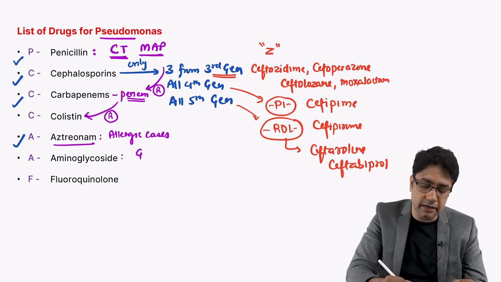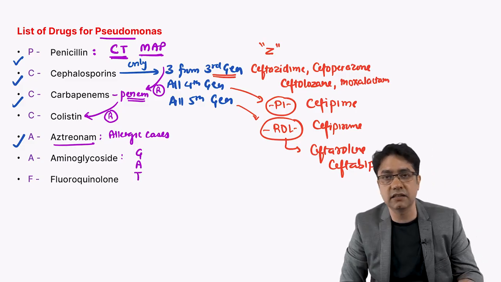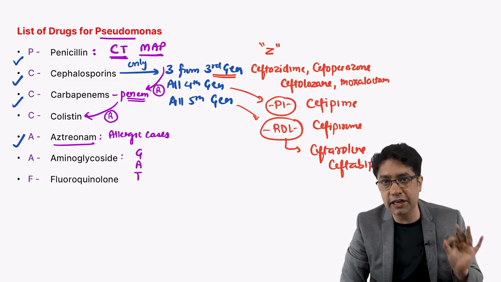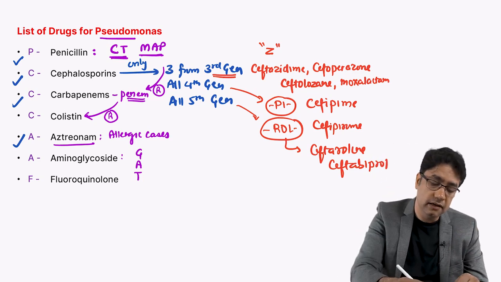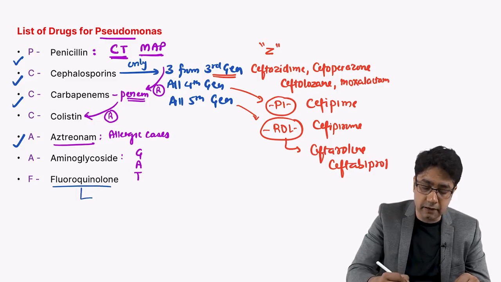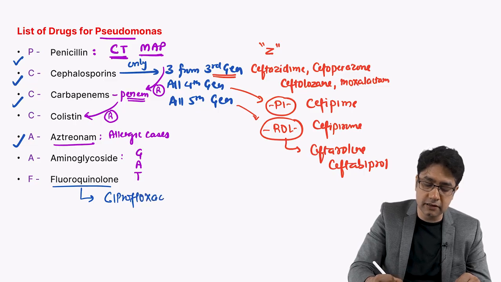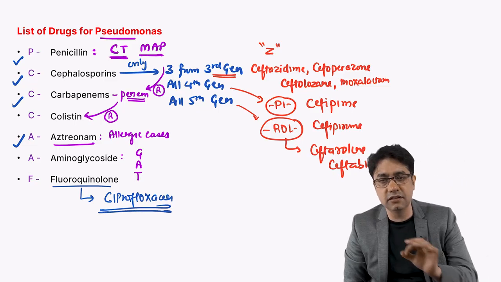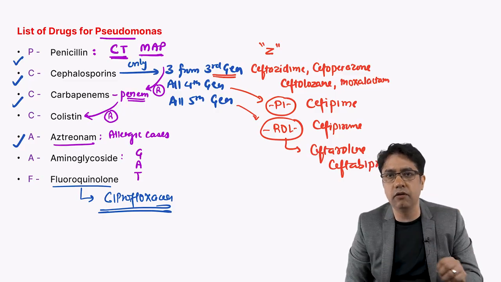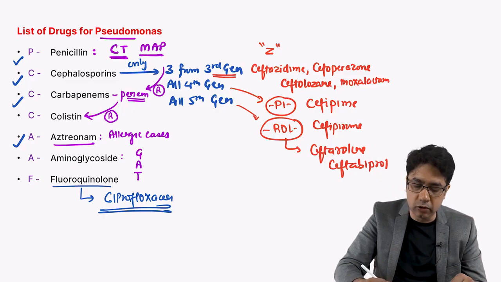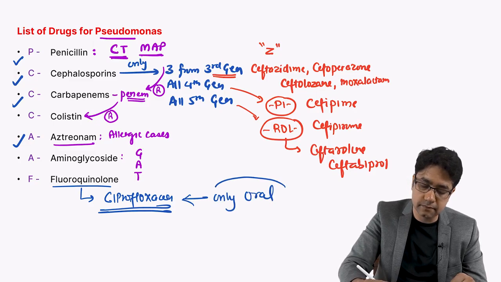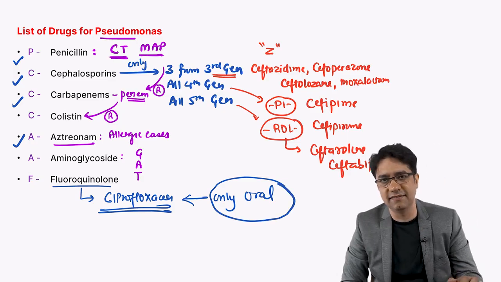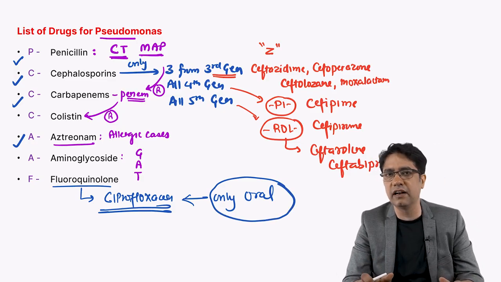Aminoglycosides: we discussed 3 aminoglycosides effective against Pseudomonas: gentamicin, amikacin and tobramycin. Lastly, a fluoroquinolone like ciprofloxacin. Now the question comes, among this whole list, which is the only oral drug for Pseudomonas? The only oral drug we have for Pseudomonas is ciprofloxacin. So this is a list, we will write it for reference.